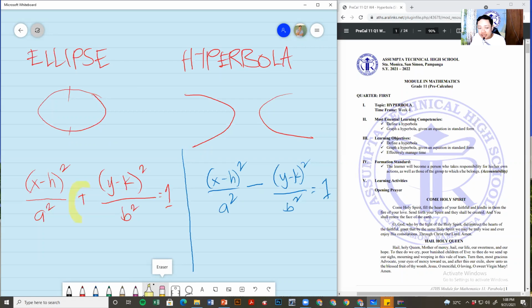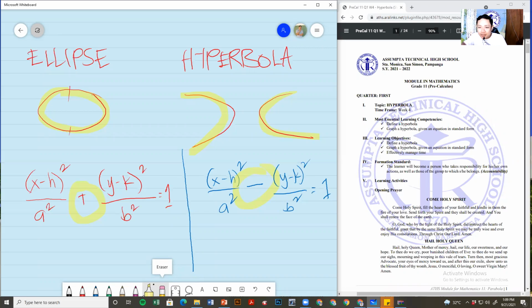For ellipse, it's addition, simply because it's like putting into context na those two arcs are combined and formed an oval. It's like you added them, so nabuo yung bilog or nabuo yung oval. But for the hyperbola, since they are facing opposite directions and they do not form one whole oval, then consider that the sign is minus. Okay? That is the simple explanation in layman's term.